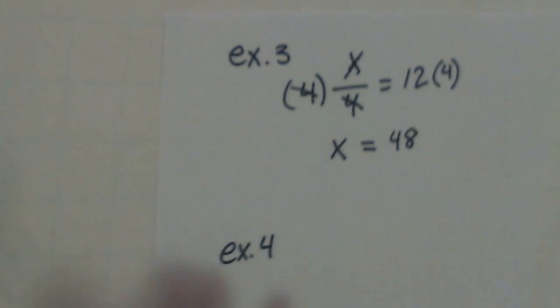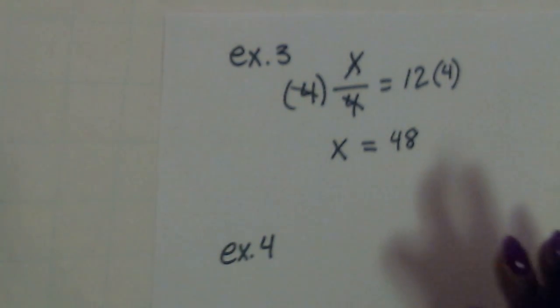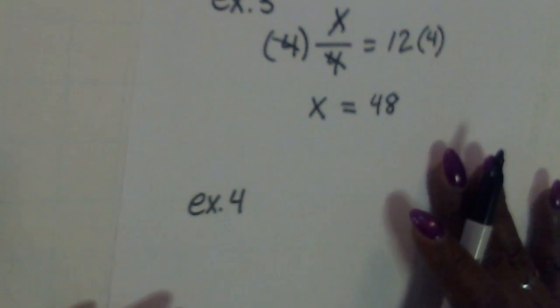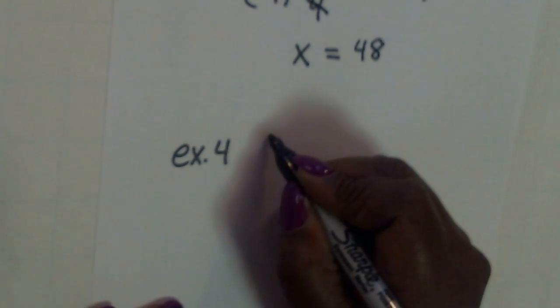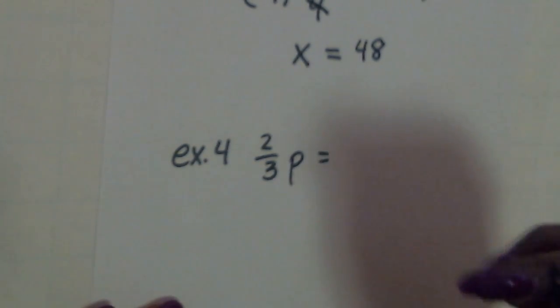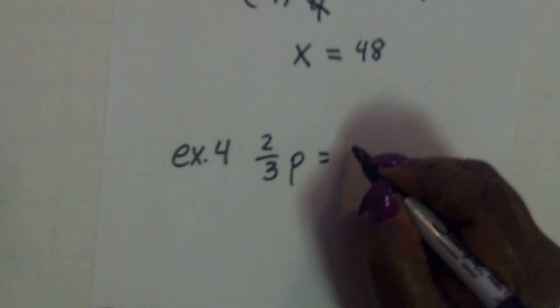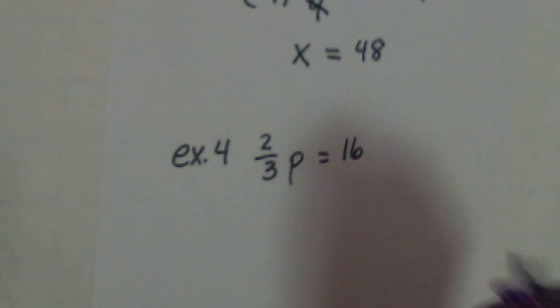The next example is to use division. Now, we call it division because it has a fraction in it, and division in algebra we write as fractions. So if I had, let's see, 2/3 p equals 16. Okay, so I'm going to say 2/3 p equals 16.